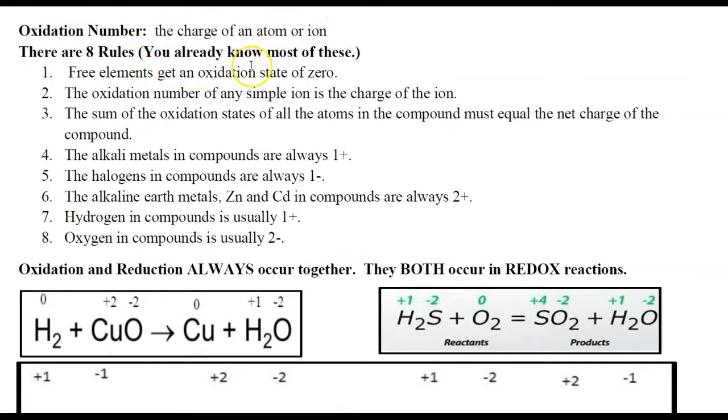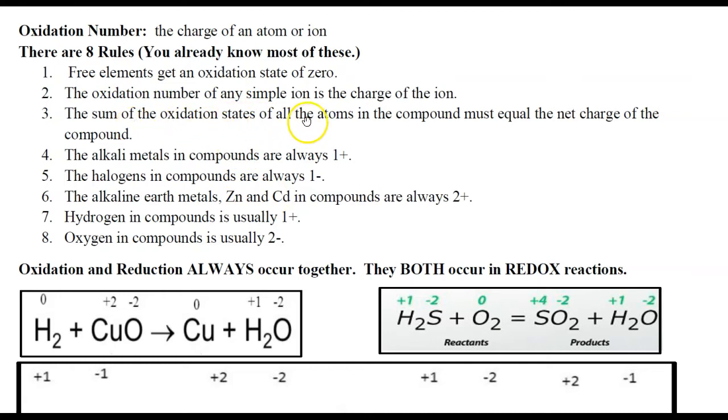And these are the 8 rules. Free elements get an oxidation state of 0. So if an element is alone, like this hydrogen, then it's going to get an oxidation state of 0. Or this oxygen is all alone, so it's neutrally charged. The oxidation number on any simple ion is the charge of the ion. Meaning, if it's in group 1 on the periodic table, then it'll have a +1 charge. If it's in group 2, like the alkaline earth metals, it'll have a +2, and so forth.